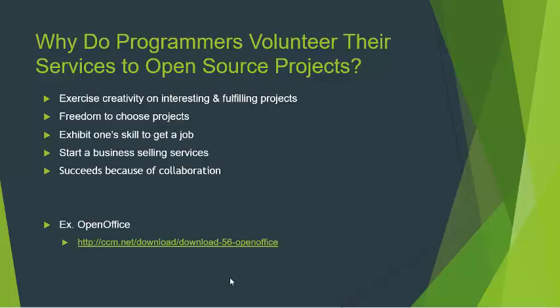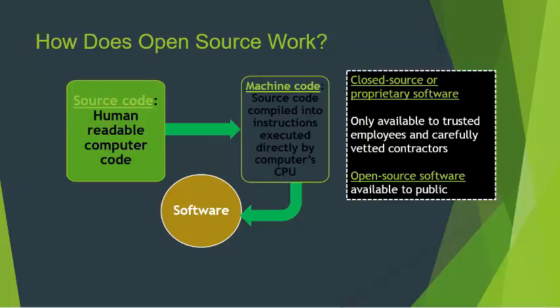So how does open source work? It works like typical programming would. You would actually write the source code, and that's done in a text editor. It gets converted to machine code, and then that becomes the software. Now, for proprietary companies, it's only available internally to the trusted employees and certain contractors. Open source software is available to the public, so the public could actually go in, look at this source code and modify it and use it however they wanted to in their organization, as long as they agreed to the license.